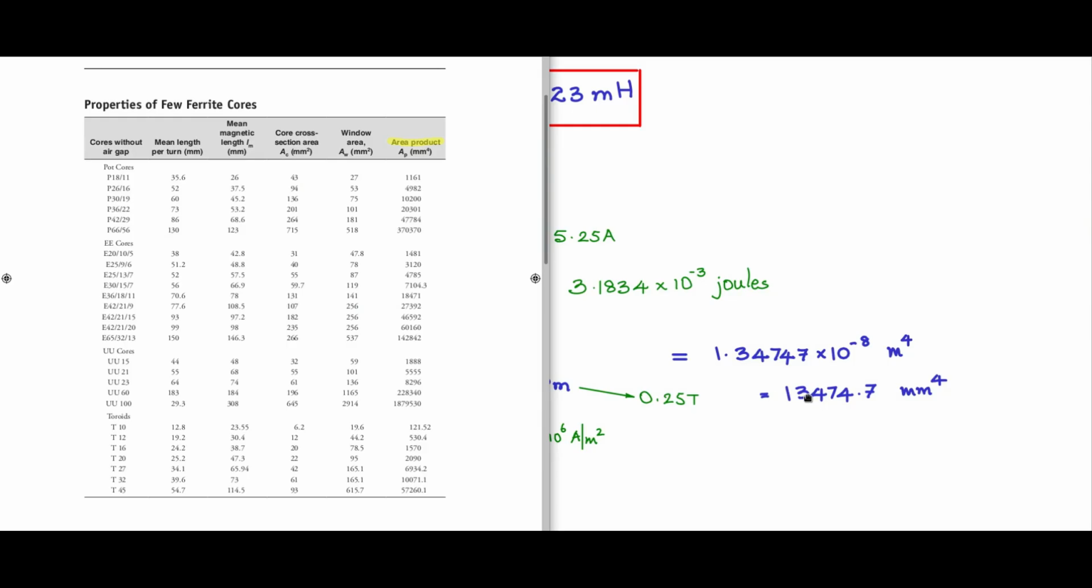Then look at this 13,474. You are having 10,200, P30 by 19. Greater than that, 20,301. Now this is greater than the one that we have calculated, so it is good to choose the P36 by 22 pot core. Of course, you can choose any other core shapes, but let us say for now, for example, we choose this pot core.